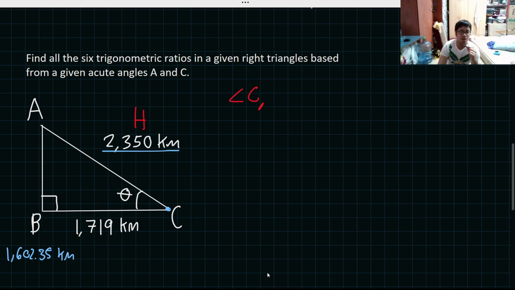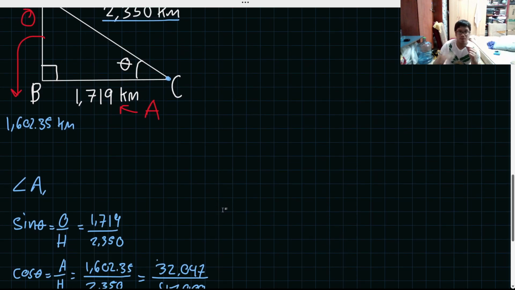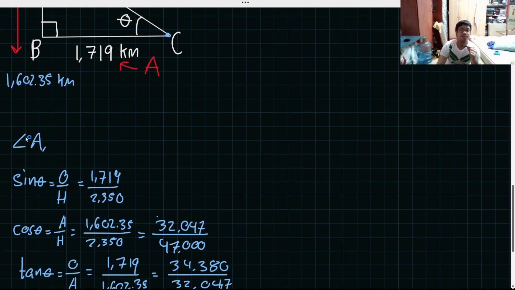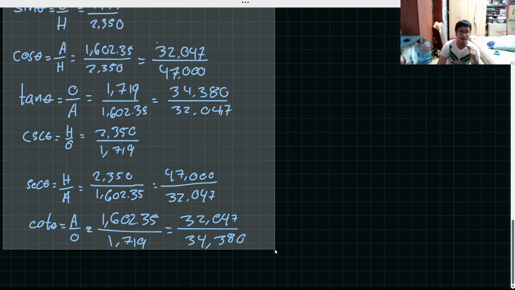So, therefore, your adjacent is, oh, wait, no. Wait. Therefore, your adjacent is BC, or 1,719. Then, on the other hand, this one, AB, which is 1,602.35 kilometers, that is your opposite. And then the base, that's your adjacent. And that's it. Right? So now that we know our opposite and adjacent, we can now find the six trigonometric ratios.